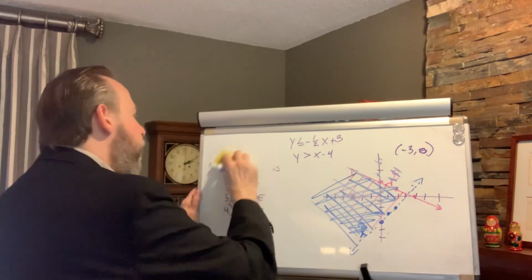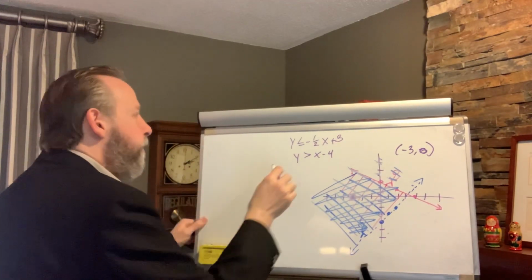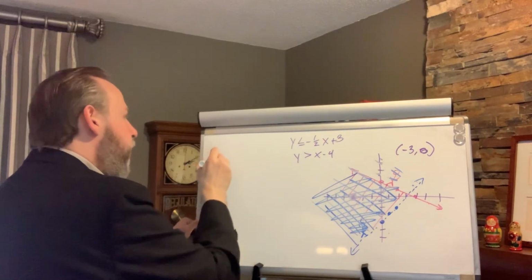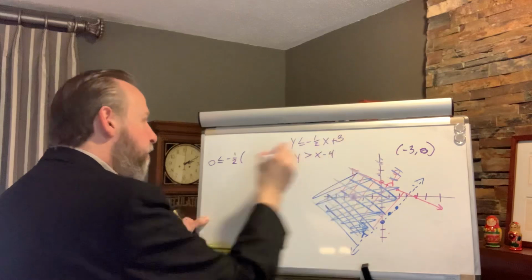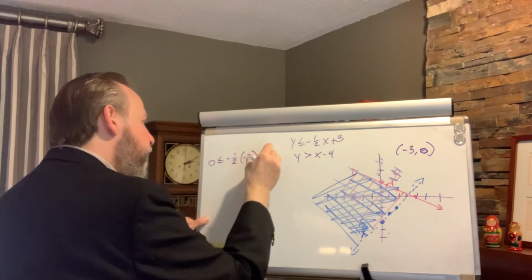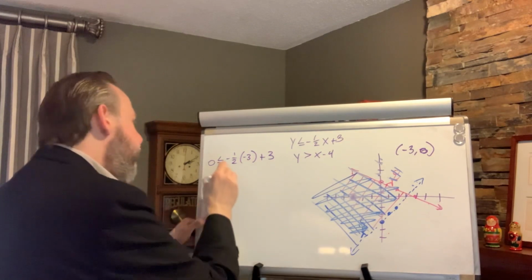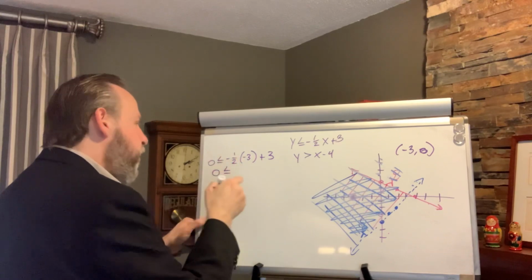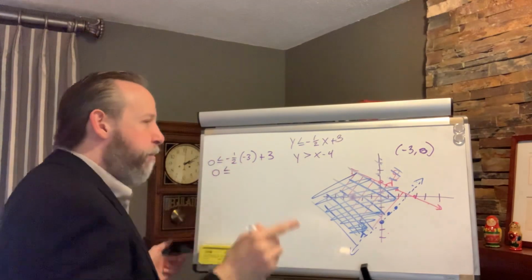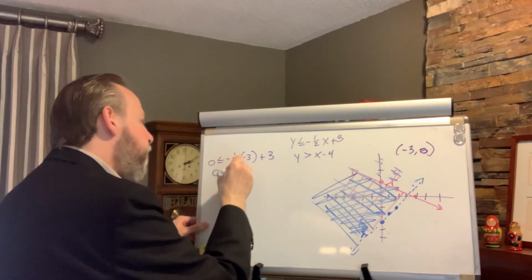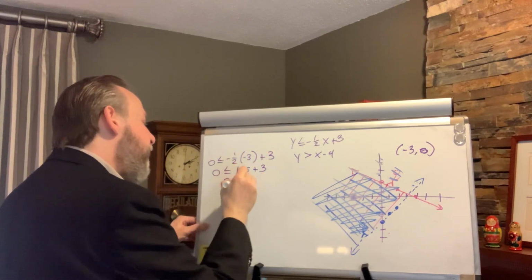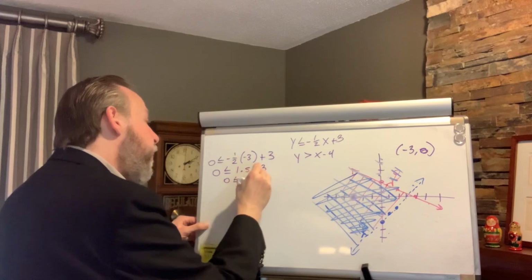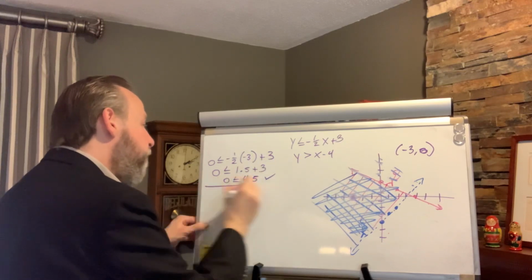Okay, so let's try the checks here. The first one, 0 has to be less than or equal to -1/2 of -3, be careful with your negatives, plus 3. 0 has to be less than or equal to negative times negative is positive, and 1/2 of 3 is 1½ plus 3. That means 0 has to be less than or equal to 4½. I believe that it is.